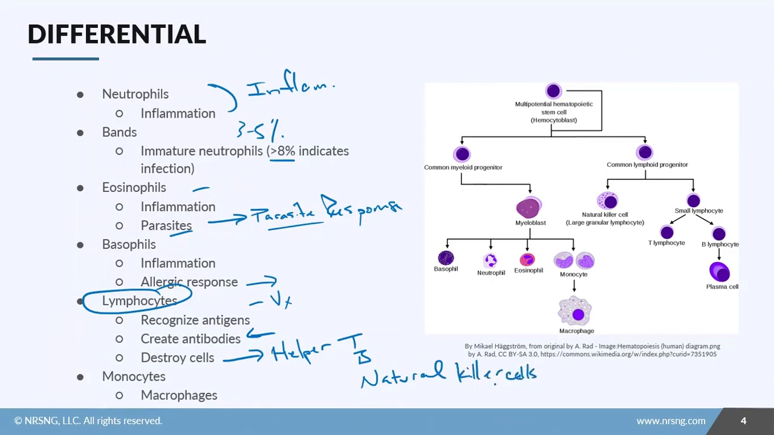And their job is to go out and destroy those foreign pathogens. The other thing, when you look at your lymphocyte level on your differential, is that they can sometimes indicate things like lymphoma or even leukemia. The last one you're going to see on here, your monocytes.